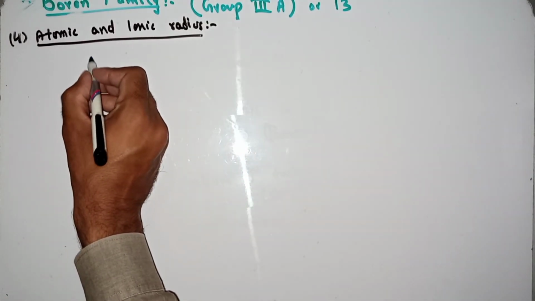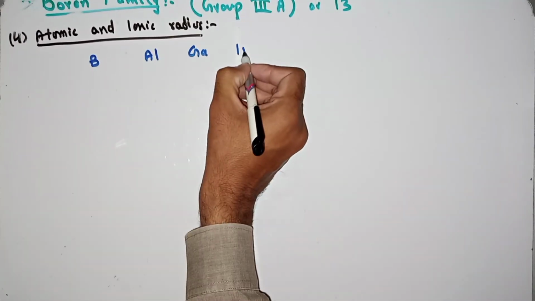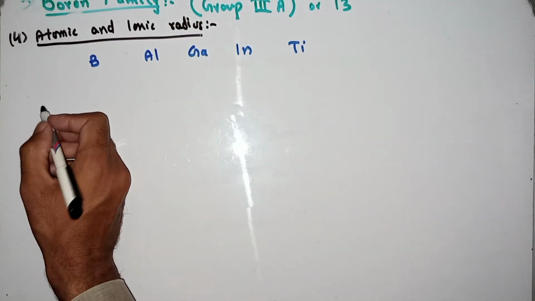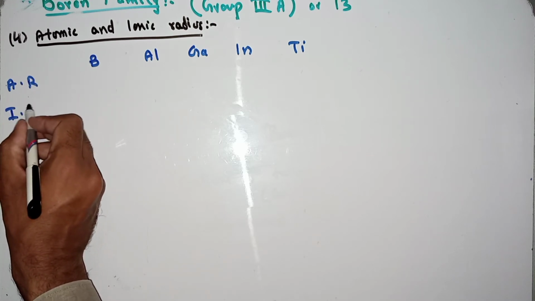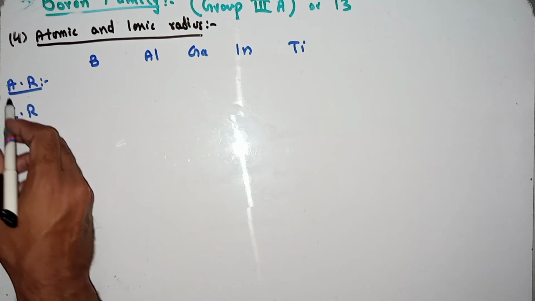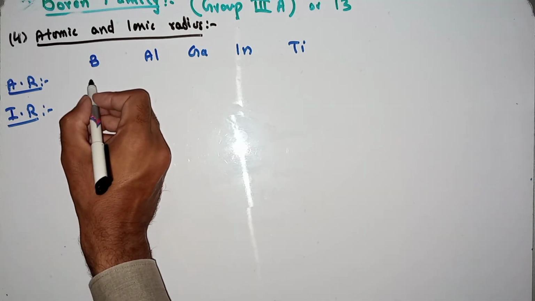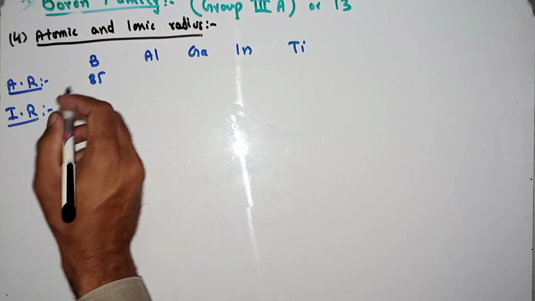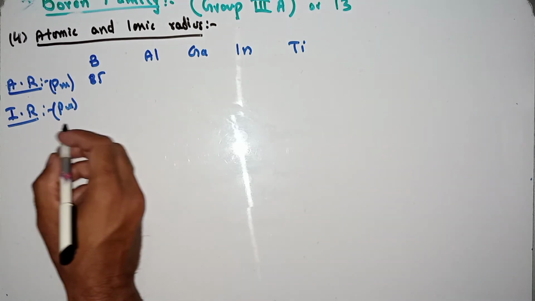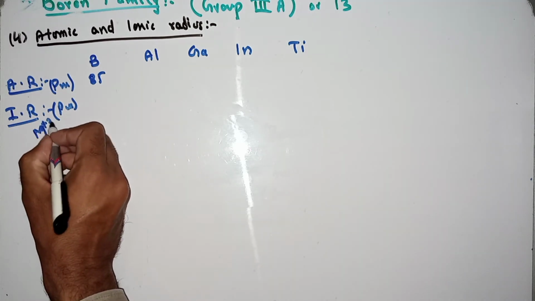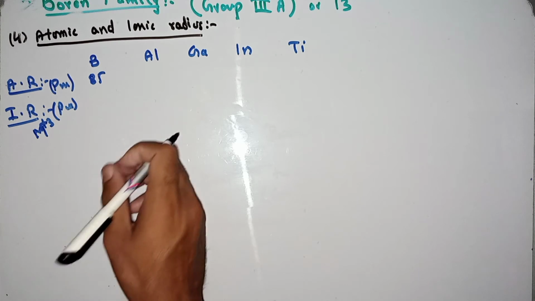First of all I am writing boron, aluminium, gallium, indium and thallium. This is the atomic radius, while here is the ionic radius. Remember that AR means atomic radius, while IR means ionic radius. The atomic radius of boron is 85, both in picometer, while the ionic radius will be in the M plus 3 form. When there is an ion of M plus 3, it means each atom loses 3 electrons.